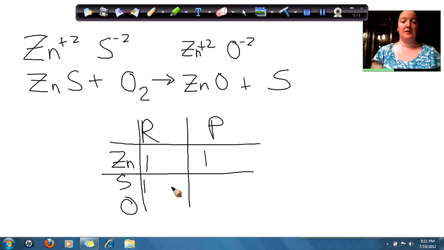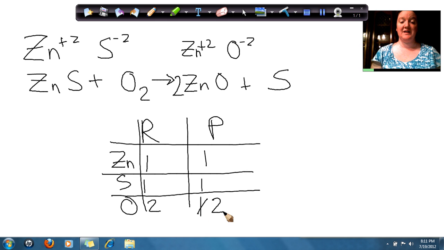If I look at sulfur, I have 1 on each side. If I look at oxygen, well, on this side I have 2 oxygen, but on this side I only have 1 oxygen. So what I need to do is change the coefficient in front of zinc oxide to 2. So that changes that to a 2, but it also changes our zinc to a 2.